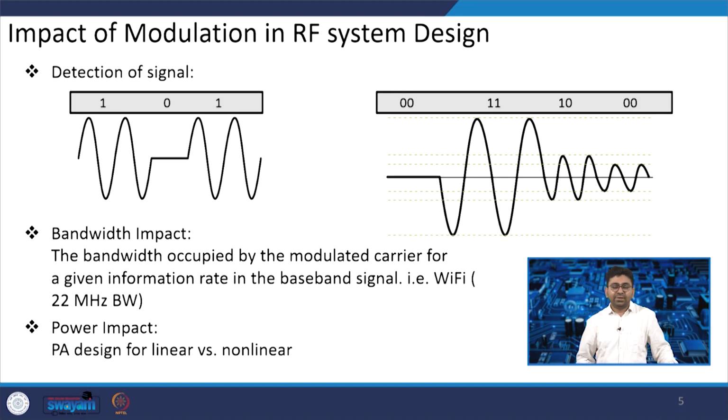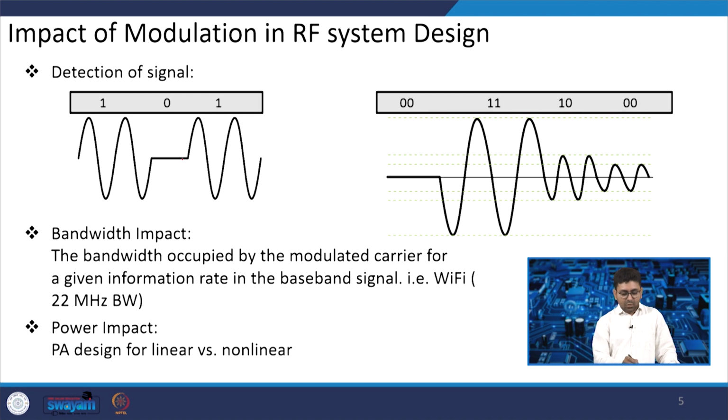So, we will see that modulation is an important part, as we have seen in the last example also, in any RF design or communication. So, what is the impact of modulation in RF system design? Here you can see that there are two kinds of signals. In this there is a 101. So, bit 1 is represented by a sinusoidal signal at a certain frequency, and then for 0, no signal is transferred. Again for 1, a signal is transferred.